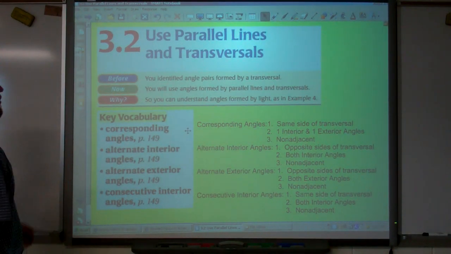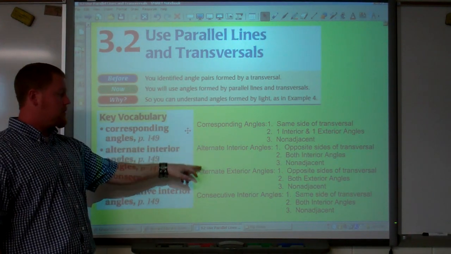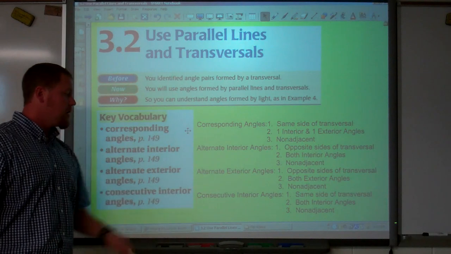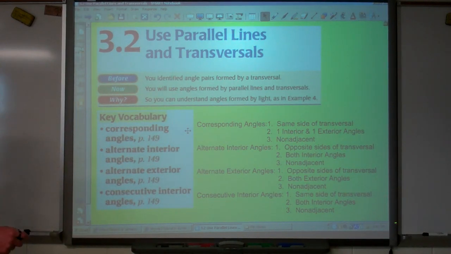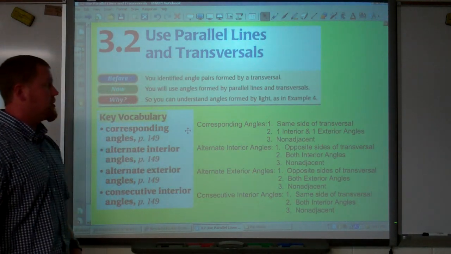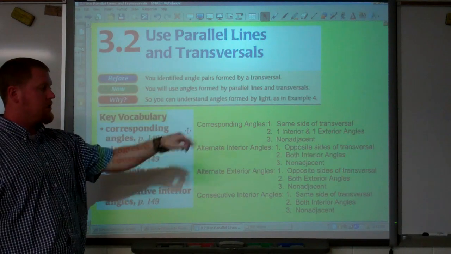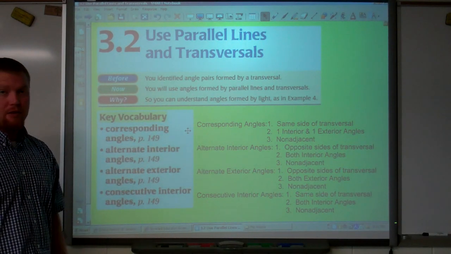Now, in section 3.1, you talked about the angle pair relationships: corresponding angles, alternate interior angles, alternate exterior angles, and consecutive interior angles. Here are the characteristics again for those angle pair relationships. Corresponding angles: same side of the transversal, one interior, one exterior, and non-adjacent.